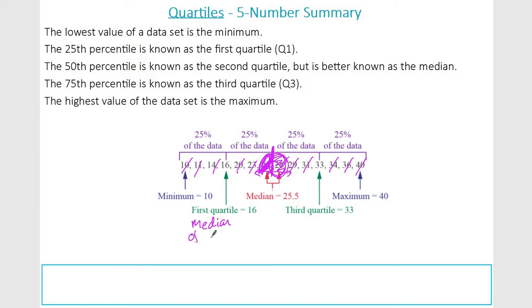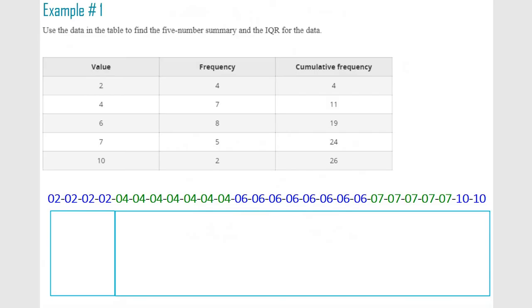Median of left data. And think of this as the median of right data. Okay, so if the median is 1 value, you throw it out, find the medians over here. If the median is 2 values, keep it and leave them 1 on the left, 1 on the right. Okay? All right, let's keep working on quartiles.